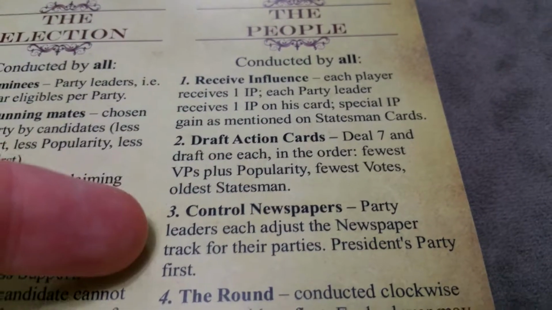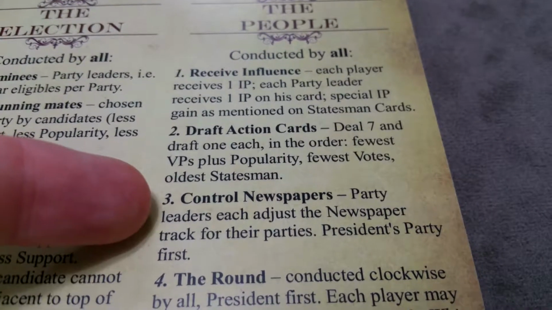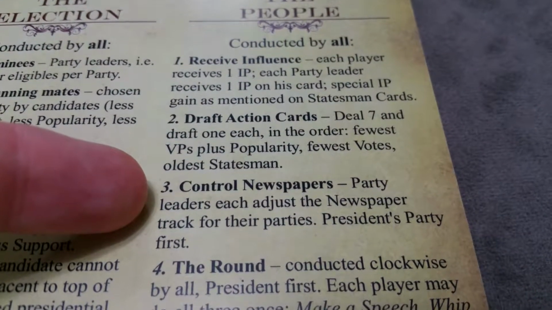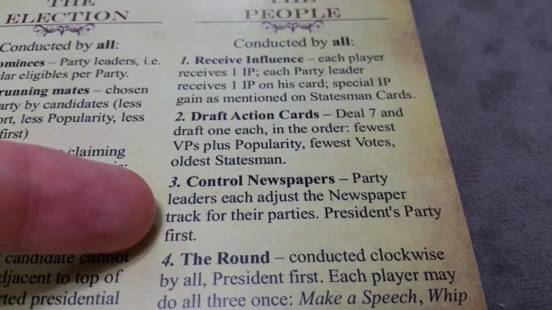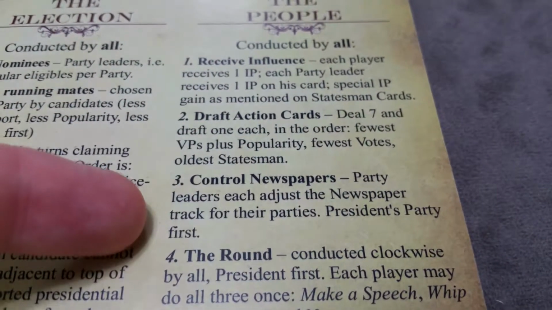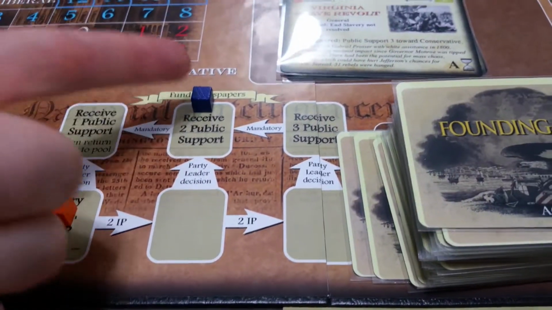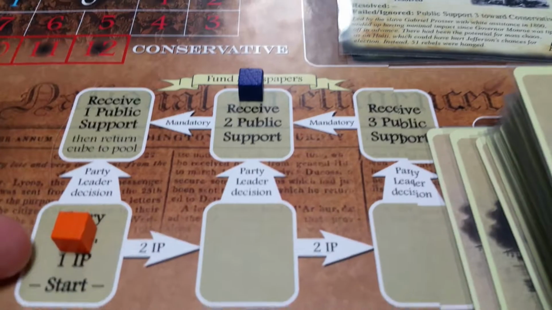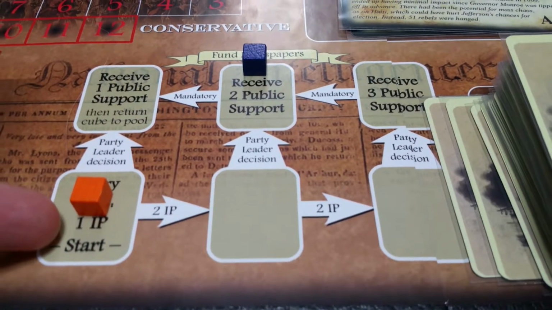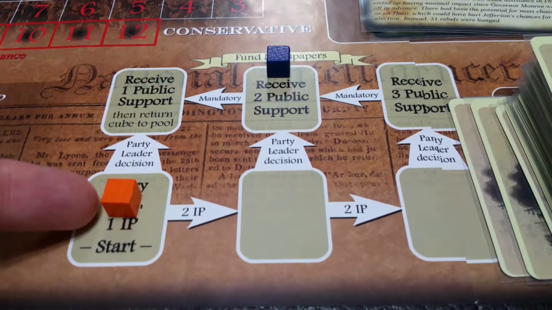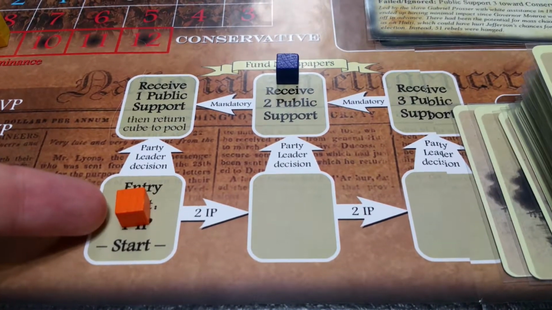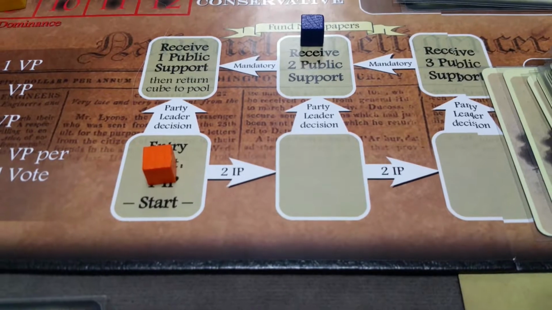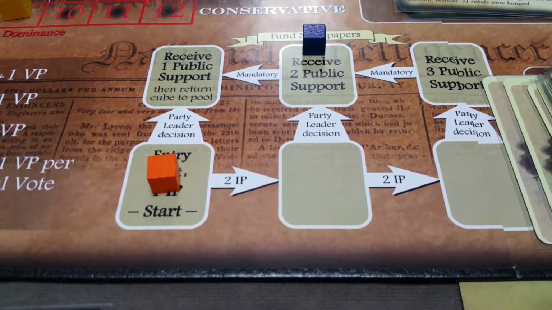The next thing that happens after drafting action cards is we control newspapers. So the party leaders for each party get to adjust the newspaper track for their parties. The president's party gets to go first. Now, if this was the first turn of the game, there wouldn't be any cubes here yet, but I put a couple cubes here as an example. So the party leaders, let's say the Conservative Party is still in the presidency, they have the choice of moving cubes on the bottom.